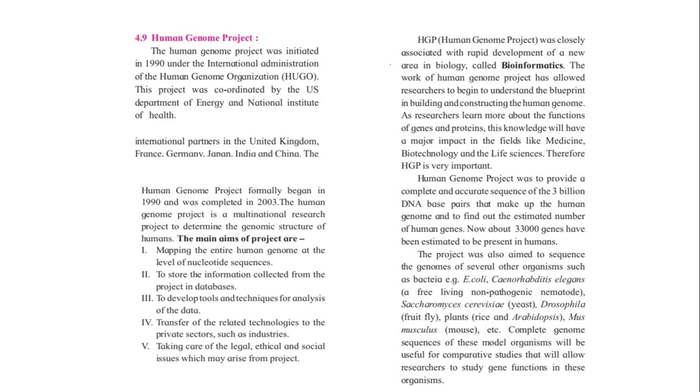HGP was to provide a complete and accurate sequence of the 3 billion DNA base pairs that make up the human genome and to find out the estimated number of human genes. Now about 33,000 genes have been estimated to be present in humans.